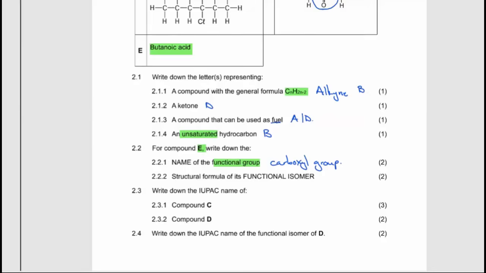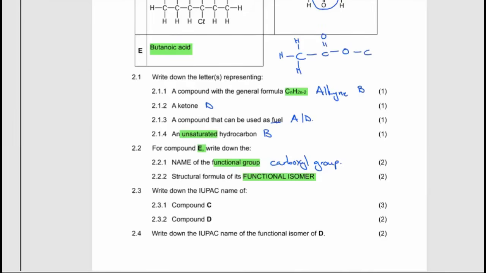Then also on E, we're asked to write down the structural formula of its functional isomer, right? For a functional isomer, it's just a matter of us changing the structure. Remember, the number of carbon atoms won't actually change. Usually when it comes to functional isomers, carboxylic acids go with esters. Therefore, I'm going to draw a structure of an ester. I'm going to start with my hydrogens, bond my hydrogens like that. Then I'm going to say C again, the one that formulates this ester. It's going to be C double bond O, then C again.